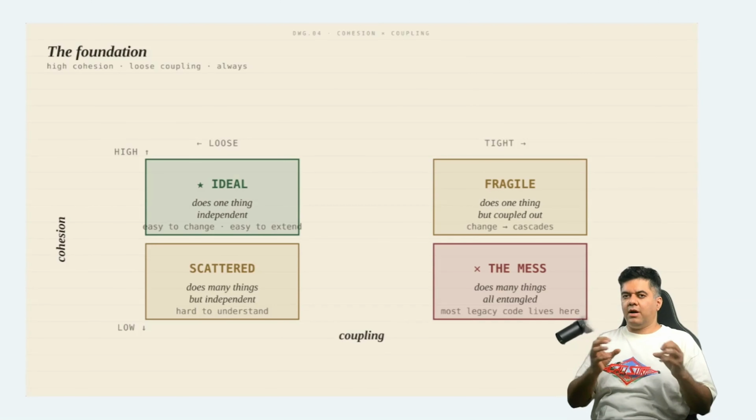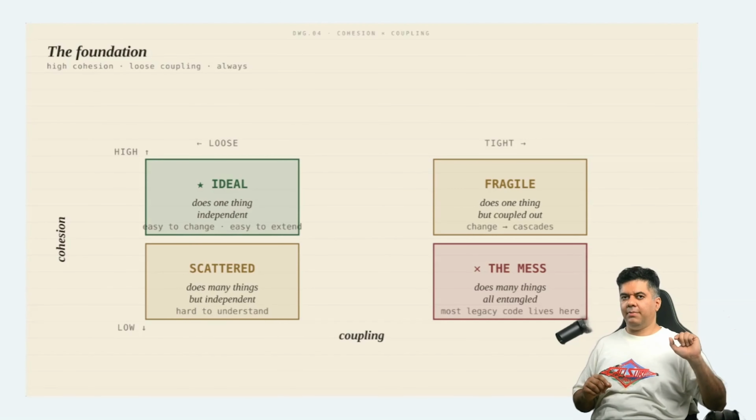Coupling is about how connected different modules are to each other. Loose coupling means a module can do its job without knowing much about the internals of other modules. Tight coupling means a change in one module requires changes in several other modules. The goal is always high cohesion and loose coupling. Every module should do one thing really well and know as little as possible about how other modules work.